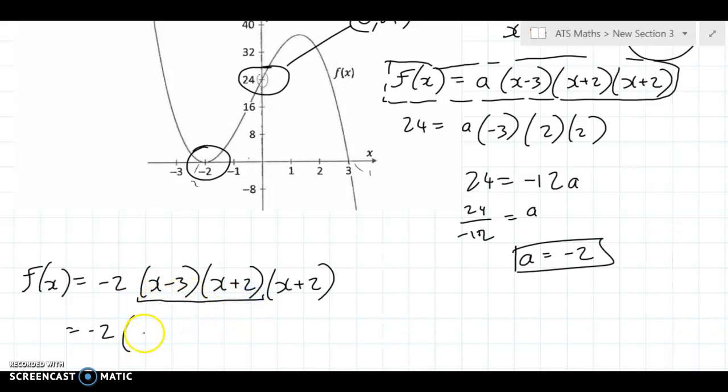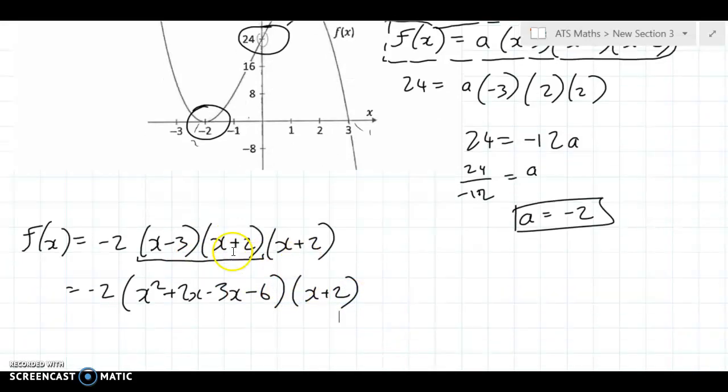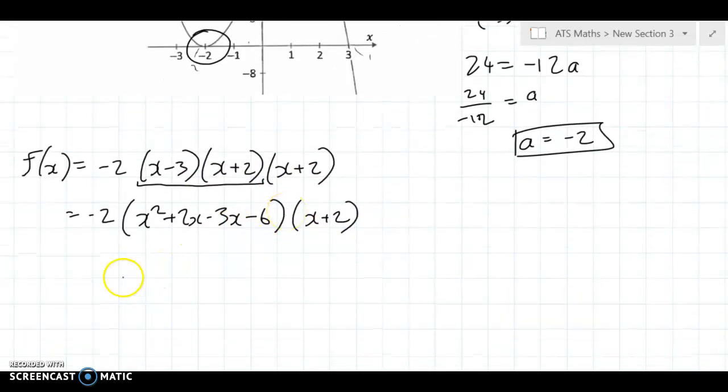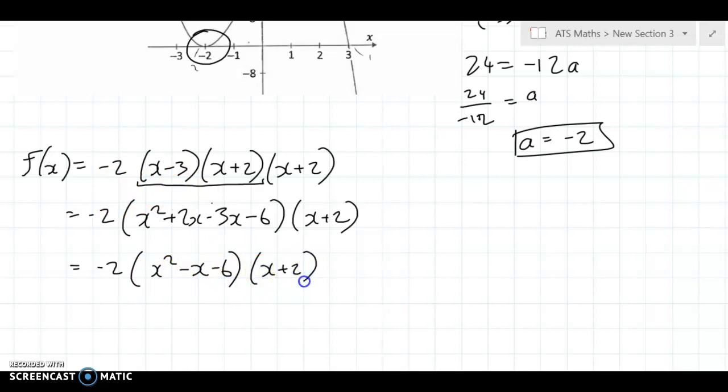So we could hold the minus 2 there, and you can multiply these first two brackets, say. So we have x squared, then you have x by 2, so you have plus 2x minus 3x minus 6, times x plus 2. You just have to be careful and try not to make mistakes. X squared minus x minus 6 times x plus 2.